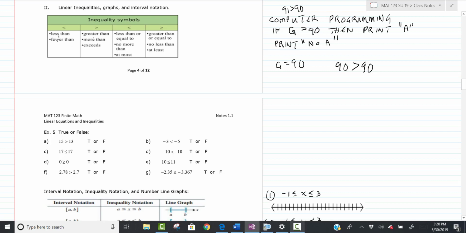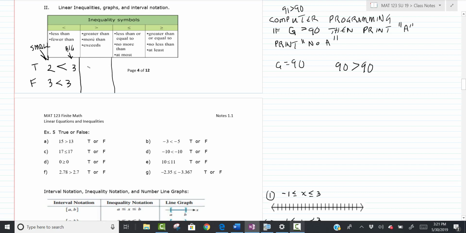A couple of things you want to look at are the symbols. You want to know the difference between less than, greater than, less than or equal to, and greater than or equal to, and what they all mean. For less than, a true statement would be 2 is less than 3. That would be true, but 3 is less than 3 is false. So you need to know the less than symbol and what it means. Basically, the small number goes on one side and the big number goes on the other in order for that to be true.